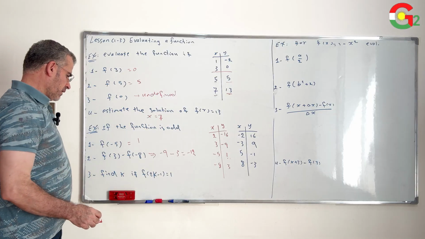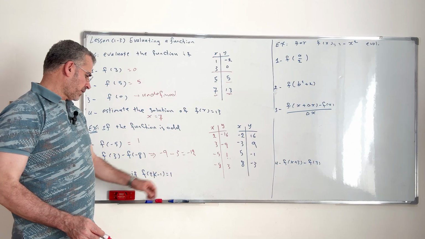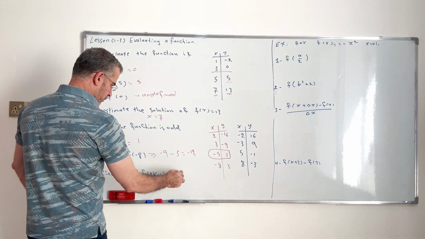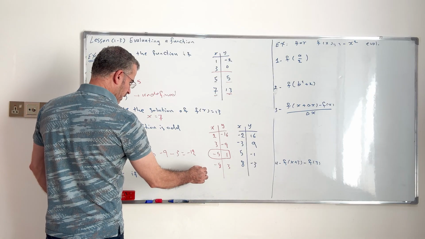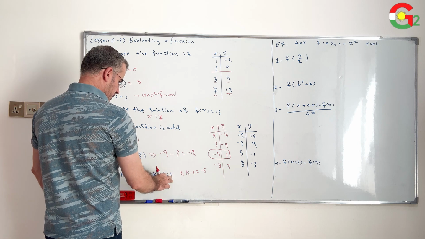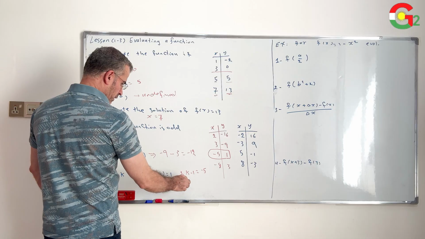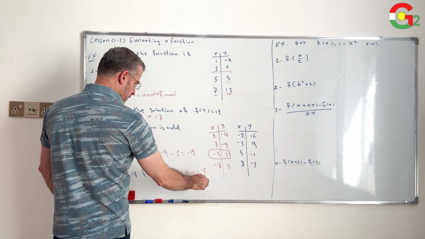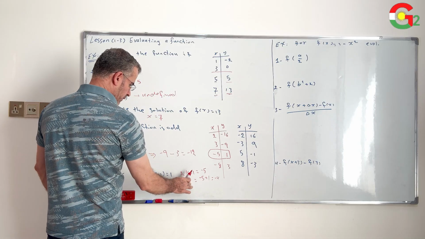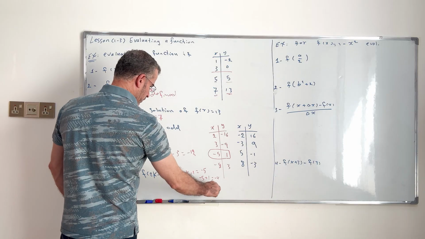Find k if f of 2k minus 1 equal 1. Where is the value of 1? Here. Then 2k minus 1 will be -5. Since the value of y is equal here, then the value of x should be equal too. Then 2k equal -5 plus 1 equal to -4. Then k equal to -4 over 2 equal to -2.